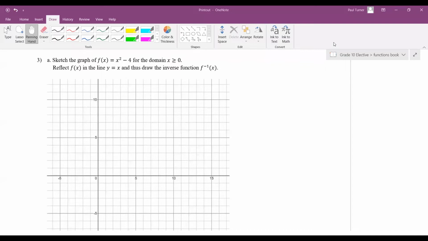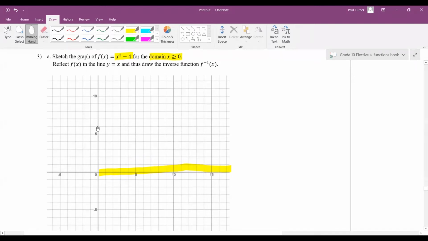So in question 3, we want to sketch the graph of the function x squared minus 4 for the domain x greater than or equal to 0. So your graph is only going to be on this side here. If you choose a few points, you can do this with me. So get your tablet out or your paper.